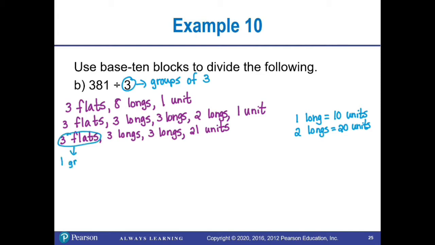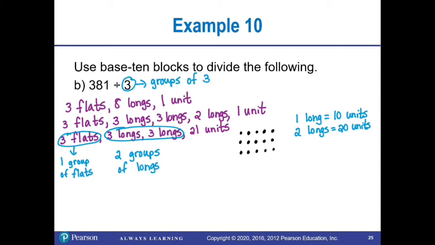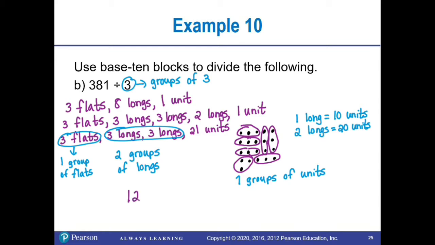I have 1 group of 3 flats. I have 2 groups of 3 longs. And my 21 units, I'll draw 21 dots to represent those units. Then put those units in groups of 3. Notice that there are 7 groups of 3. So we have 1 group of flats, 2 groups of longs, and 7 groups of units for 127.